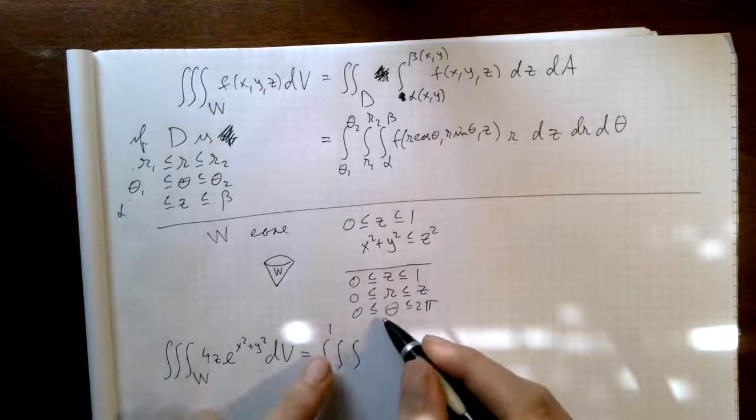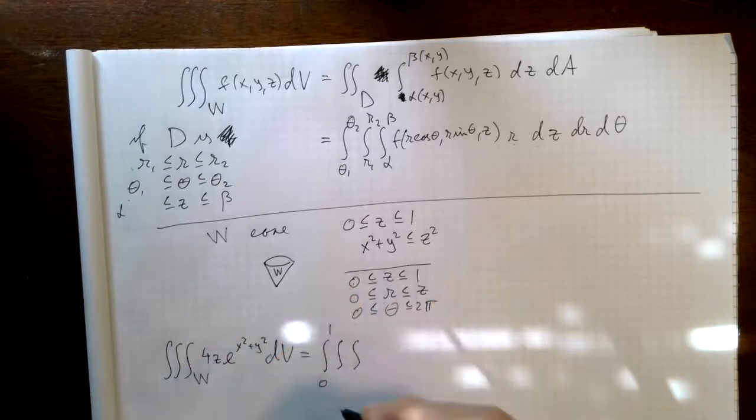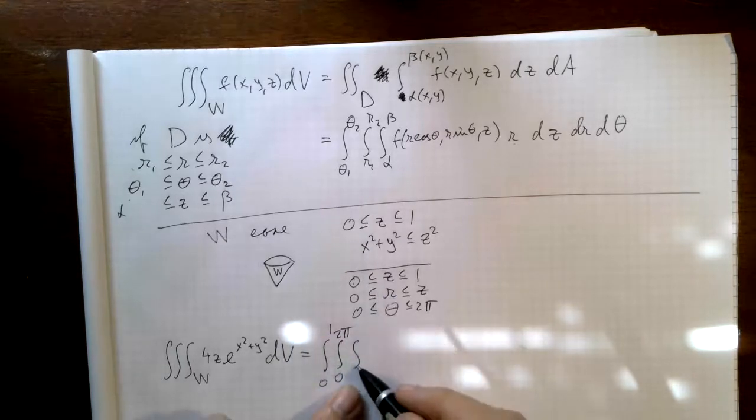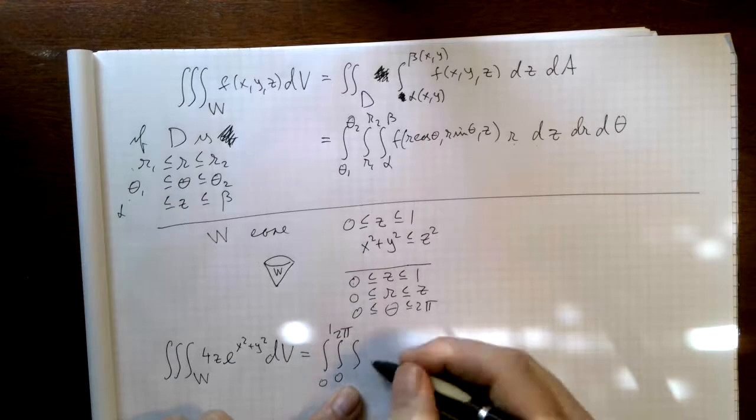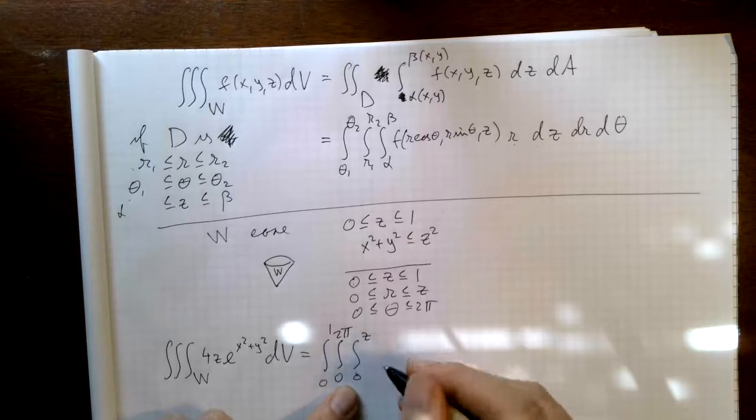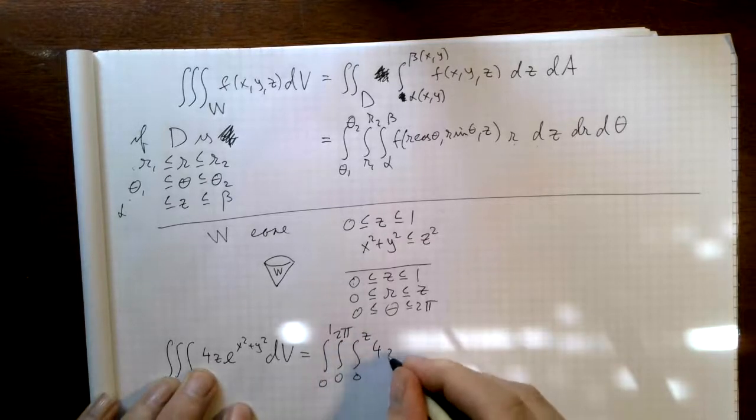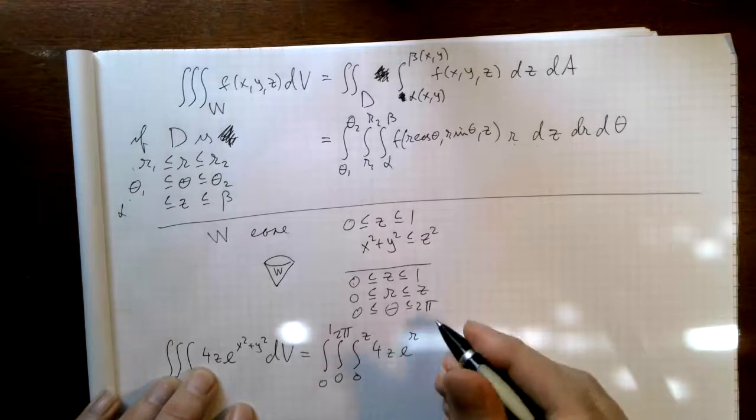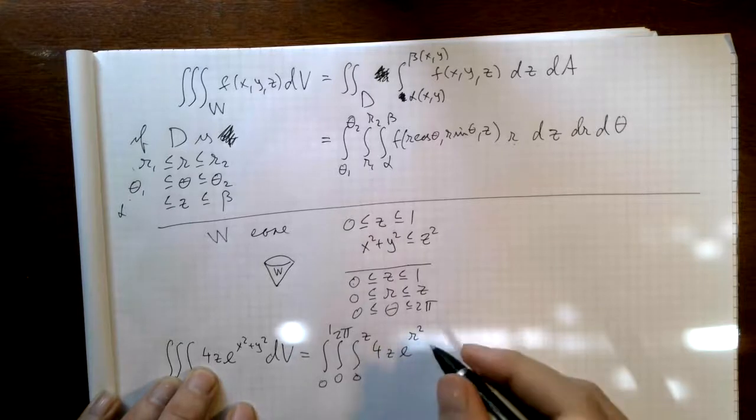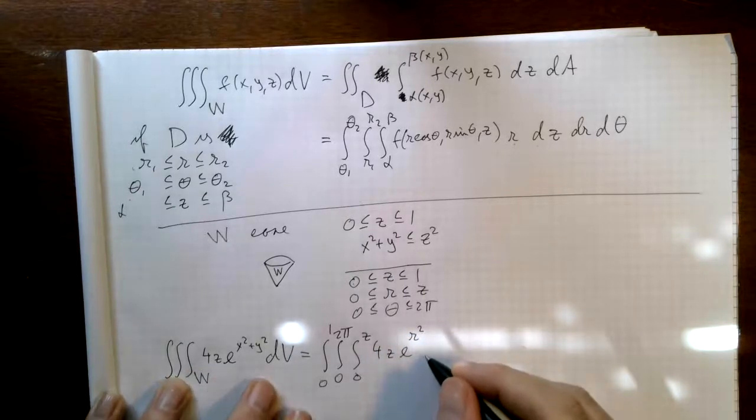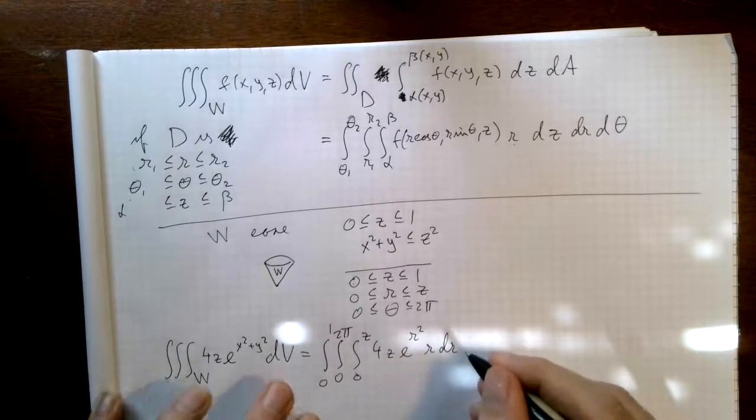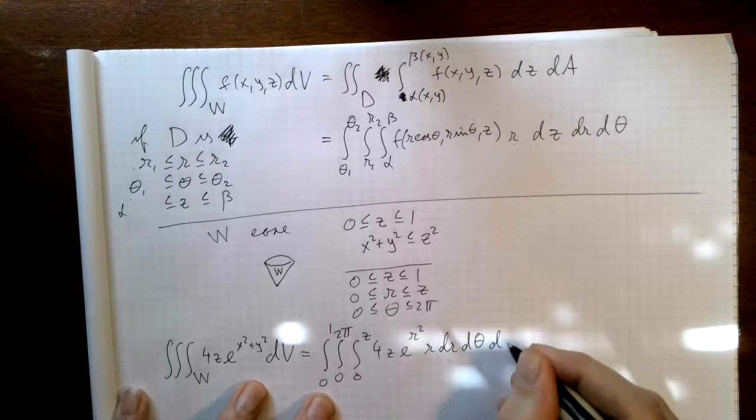Either z or theta. So I can either start with theta or z, and let's put theta over here. Now r definitely has to be underneath the integral for z. So in the middle, it's going from 0 to z, and I have 4z e to the r squared, and now dV, and the dV was r dr, then d theta dz.